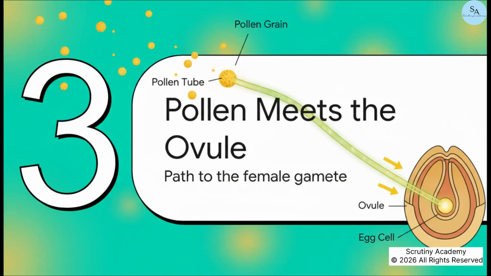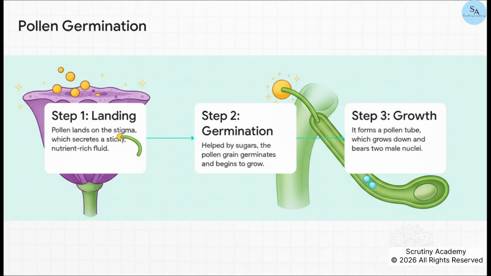Okay, so the pollen has landed. But believe it or not, its real adventure is just getting started. You see, getting to the stigma is only half the battle. Now it has to find its way to the egg cell, which is tucked away deep inside the ovary. Now, this part here, pollen germination, this is a sequence-based question that examiners absolutely love.